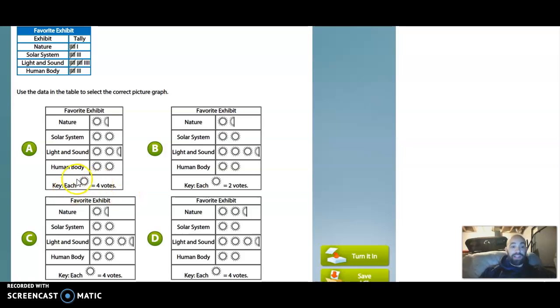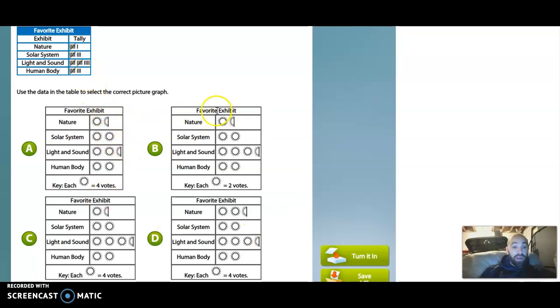So you got to pay attention to the key. Each one has a key. So in A, the key is 4 votes. B, the key is 2 votes. C, the key is 4. And D, the key is 4. So think about that. If this is 4 for A, does the nature information match up with the nature information up here? Does the solar system match with the solar system?